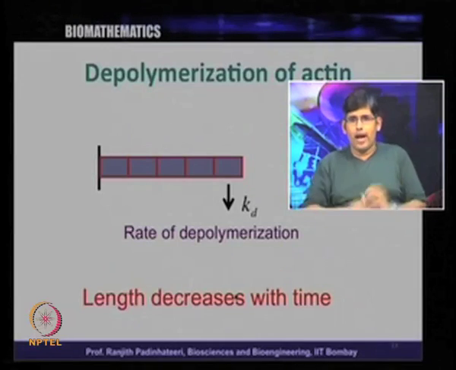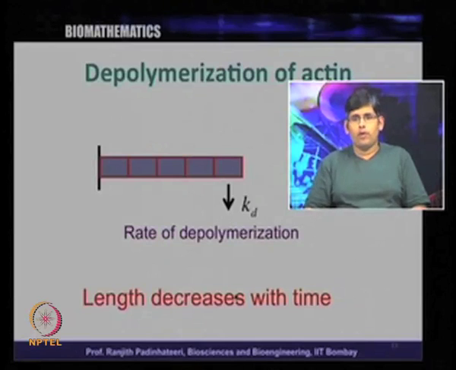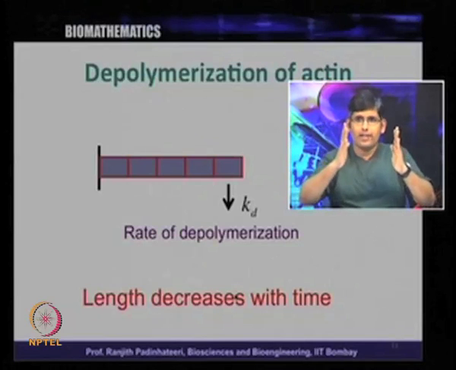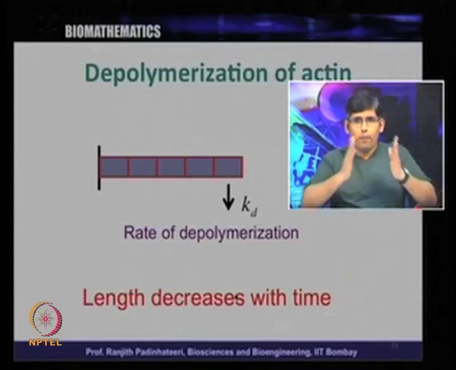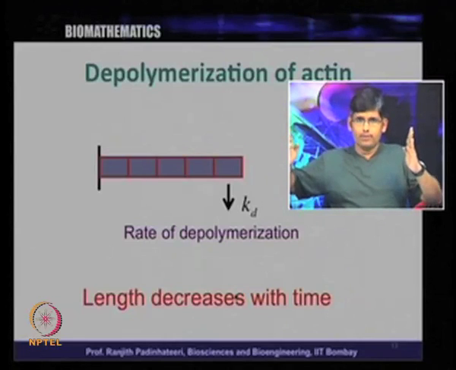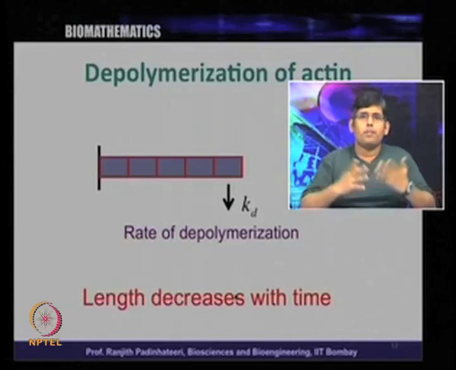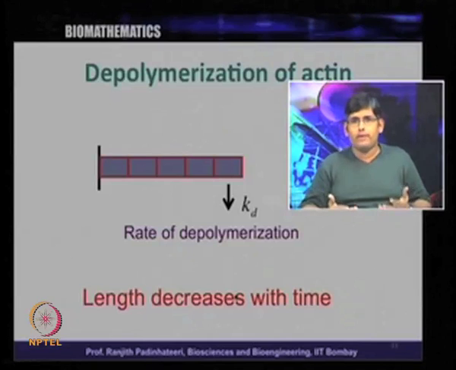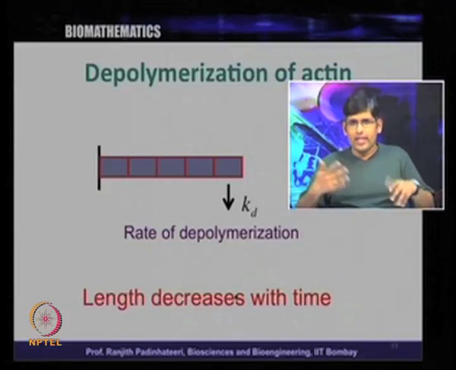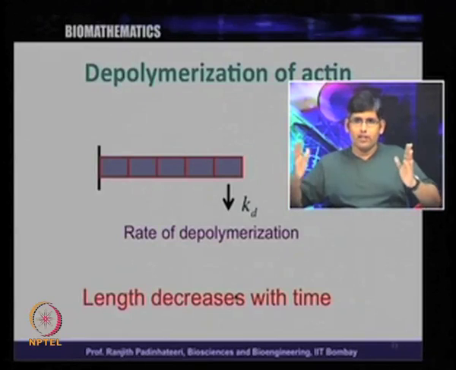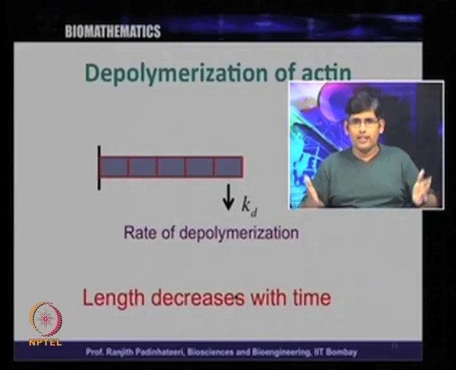So, this is what physically happens. Now, in the previous case it was length increase, in this case it is length decrease. That is the difference. If you polymerize, the length increases; if you depolymerize, the length decreases. But in both cases the length changes. There is a rate with which it increases or decreases, but in this case it is a decrease.